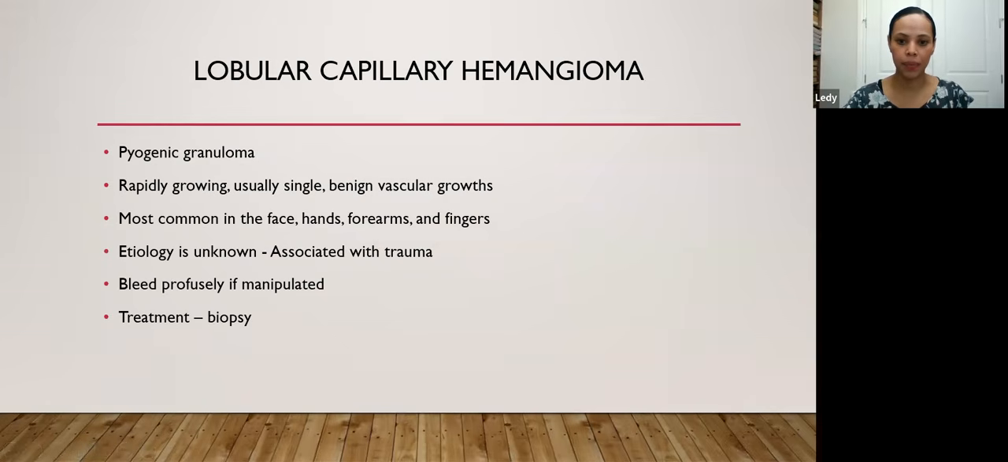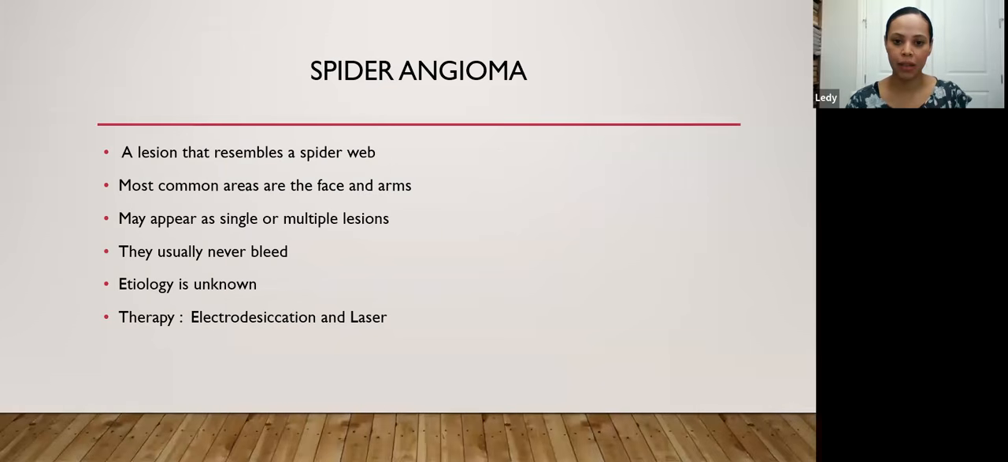Okay, so we'll continue. All right, so the second one that's very common in the face is a spider angioma. It's usually a lesion that resembles a spider web. Most common areas are the face and arms, and it may appear as a single or multiple lesions. They usually never bleed. So remember, pyogenic granulomas bleed a lot. The etiology is unknown. It's also associated a little bit with trauma.